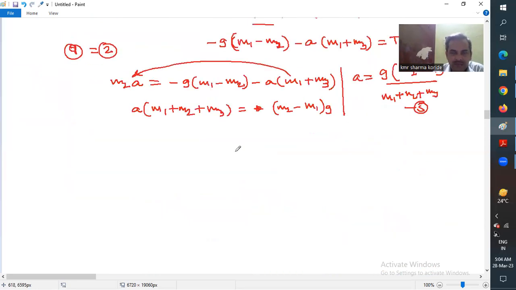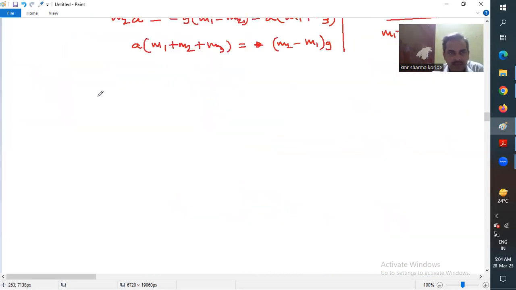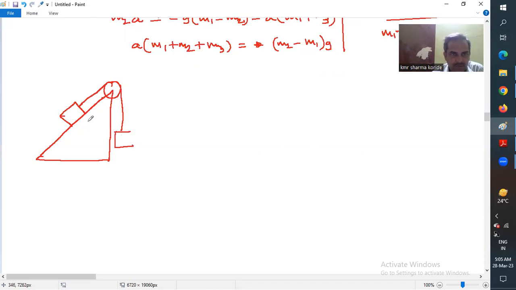So let us discuss another case here. Suppose a body of mass M1 is on an inclined plane and there is a pulley connected at the top end of the inclined plane. So both M1 and M2 are connected with a string. This is M2, this is M1.